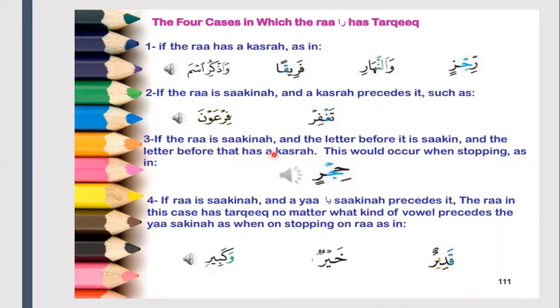If the Ra is Sakin and the letter before it is also Sakin, and the letter before that has a Kasra, so here because we are stopping on the Ra, we will present it with a Sukoon. We look at the letter before and it also has a Sukoon. So how we make it heavy or light depends on the letter before those that have the Sukoon. That letter has a Kasra, the Ha here has a Kasra, therefore we will make our Ra Tarqeeq.